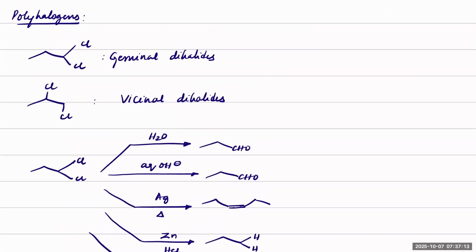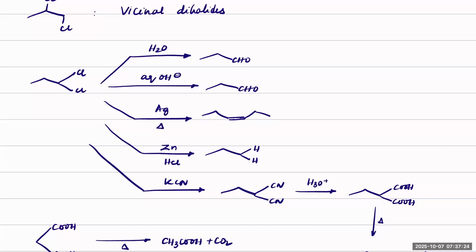Next, check out polyhalogens. If you have two chlorines on the same carbon, we call them geminal dihalides. If they are on adjacent carbons, vicinal dihalides. Geminal dihalides on hydrolysis, both will go, 2OH will convert into aldehyde. Aqueous OH minus, same thing. Ag on heating means you will get carbene here, and taking 2 moles of carbene, you will convert that into a double bond.